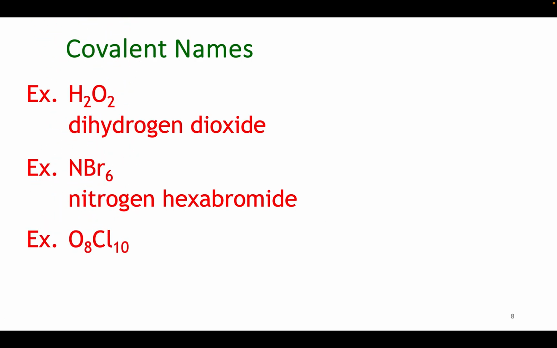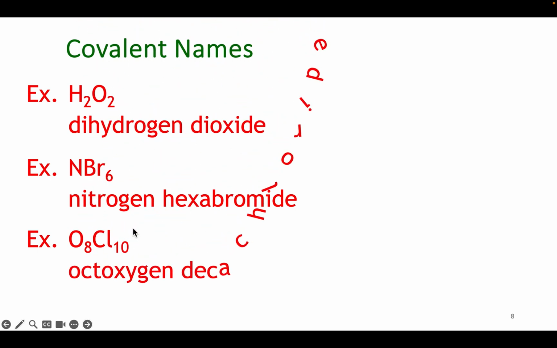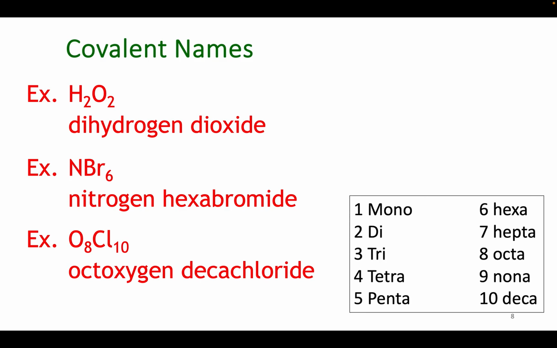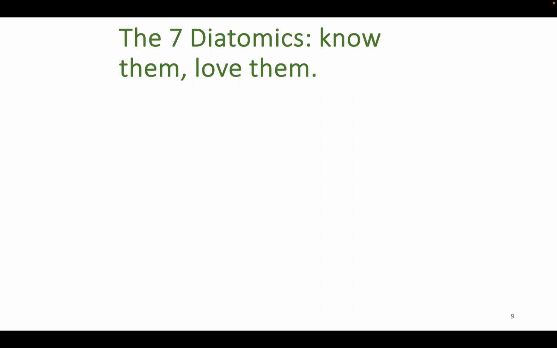And another one, O8Cl10, so you have 8 or octa oxygens and 10 or deca chlorines. So it's octoxygen decachloride. And that's it. That's pretty straightforward for these covalent compounds. But within those compounds is a special set of things called the diatomics, and there are 7 of them. And this is its own little system of naming and formula writing.